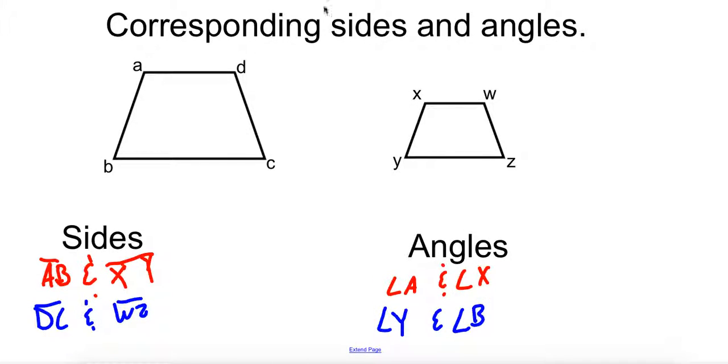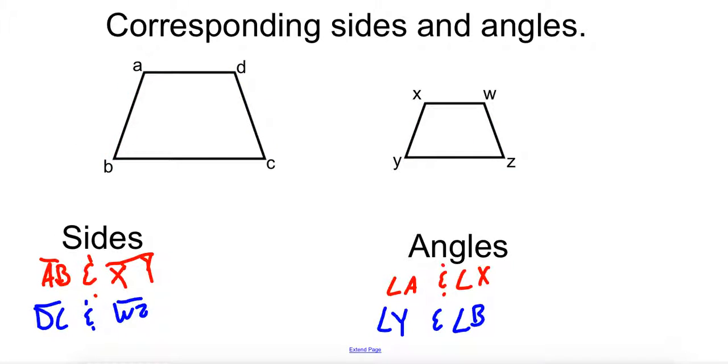The first thing you want to see is that I have labeled that side AB, this red side, corresponds with XY. What that means is that these two similar figures, although they're different, side AB matches up with XY. So these are the same side of two different similar figures. Also, side DC corresponds with side WZ. Although they're two different sizes, these two sides correspond with one another, or they match with one another, as far as similar figures are concerned.